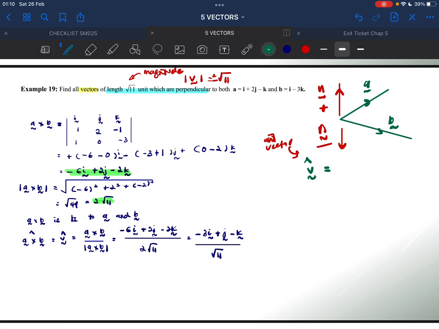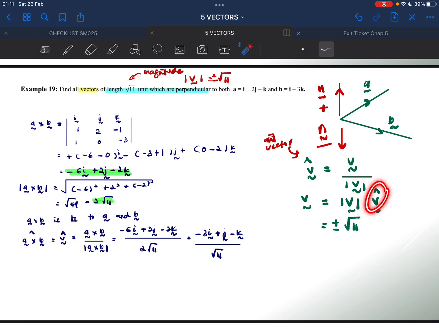V hat is equal to the vector divided by the magnitude. In this case, the vector is A cross B, which is what we want to find. So let's rearrange that. We have V equals the magnitude times the unit vector. So we want to find the new vector here. Let's put in the magnitude that we have from the question, which is plus minus square root 11.